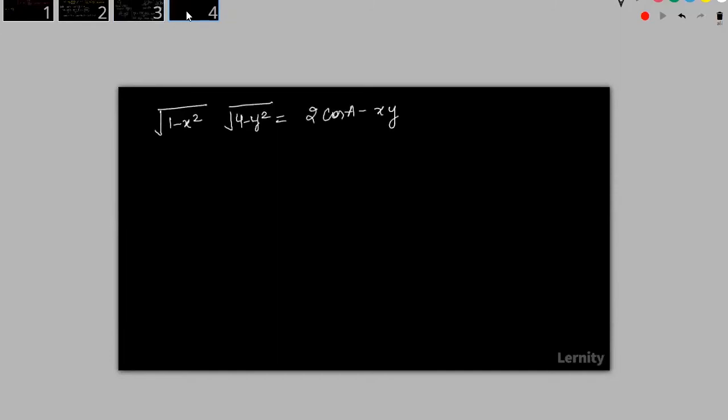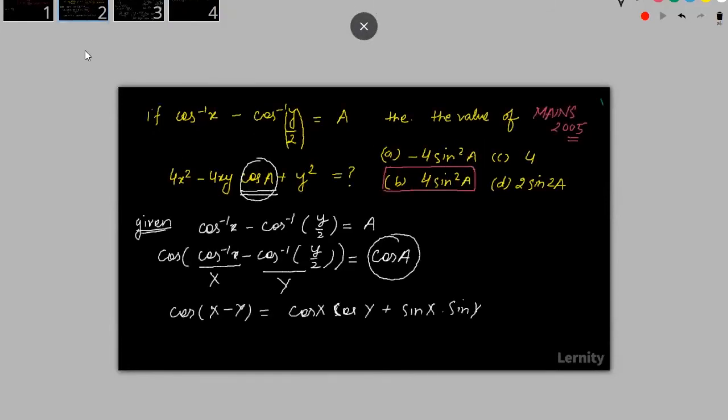Okay, if I square, this will become (1 minus x square) into (4 minus y square) is equals to, if I square both sides, 4 cos square a plus x square y square minus 4 cos a xy. Fine. So this is that 4 cos a xy which we had to find.